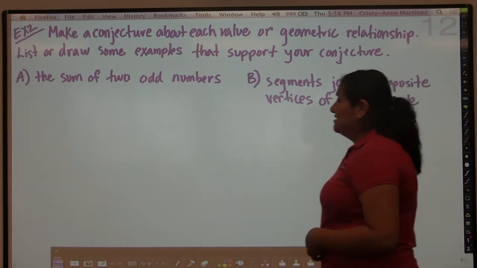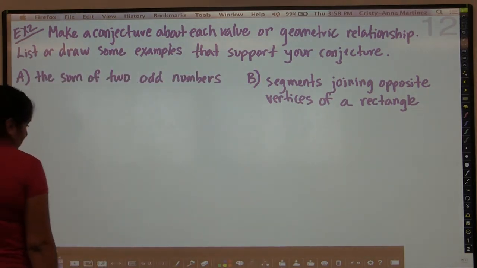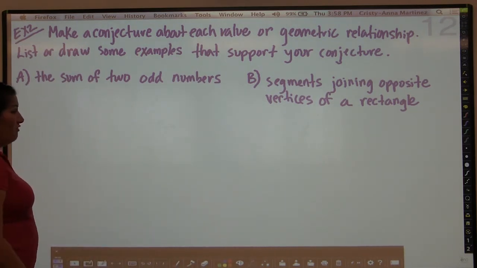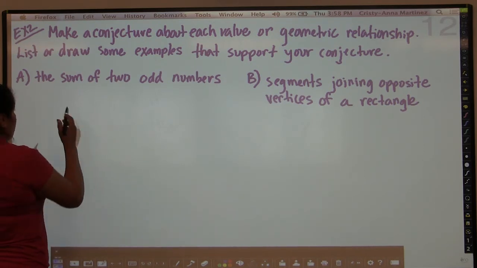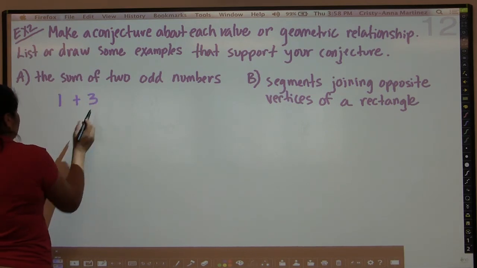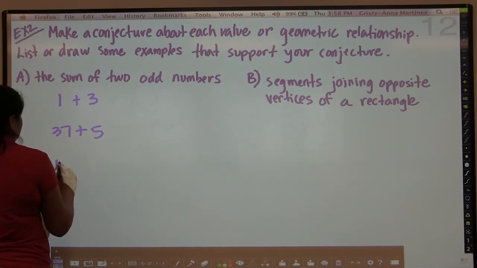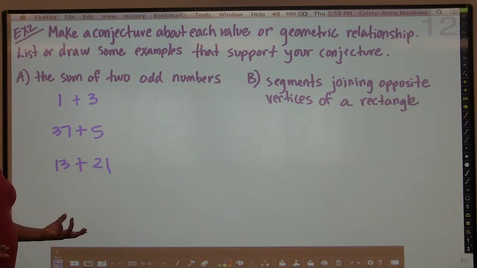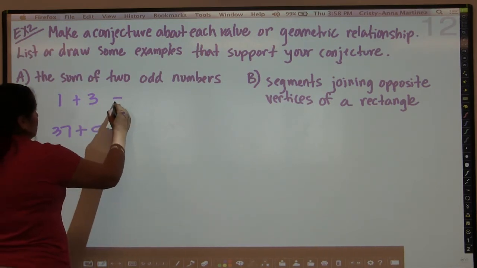So for part A, it says the sum of 2 odd numbers. So what would happen if you had 2 random odd numbers and you added them together? What they want us to do is to provide some examples to support what our conjecture would be. I don't know if you already have a conjecture, but I'm going to pretend that I don't, because I kind of already do. But I'm going to pick 2 odd numbers like 1 and 3, or 37 and 5, maybe, I don't know, 13 and 21. These are all odd numbers. And I'm just picking random numbers to show you that it doesn't have to be a certain order. I can just pick any odd numbers and add them together, and then I should see a pattern.